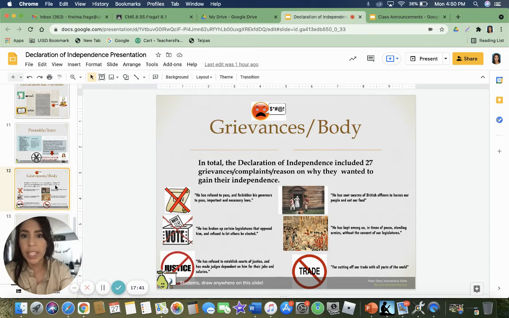So they were sending troops and troops over and over just to be on top of what the colonists were doing. So they kind of felt like their privacy was being invaded. And that especially happens when we see the Boston Massacre. And then for cutting off trade with all parts of the world, going back to the Navigation Acts, remember the colonists were only allowed to trade with England. They weren't allowed to trade with any other countries to work off of that system of mercantilism.